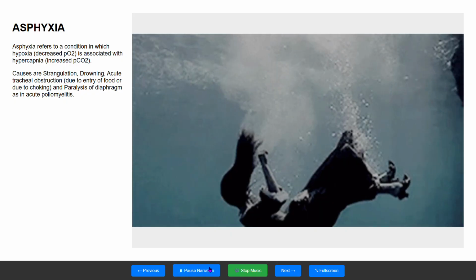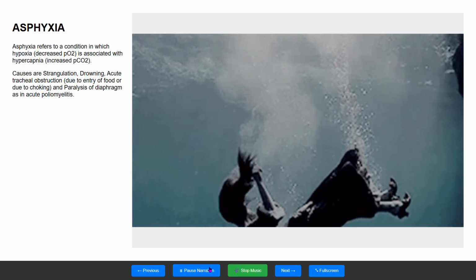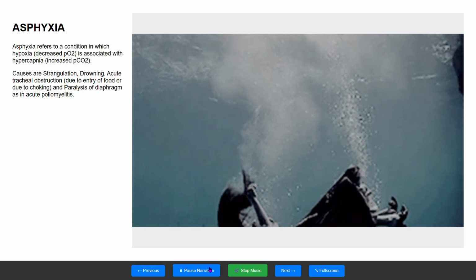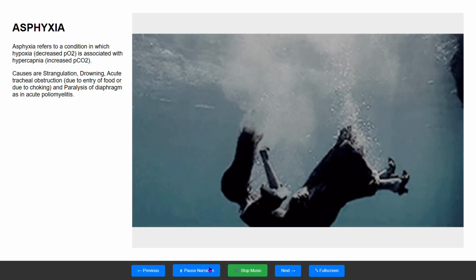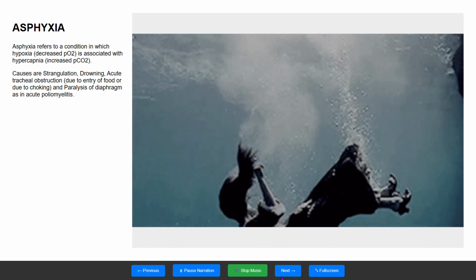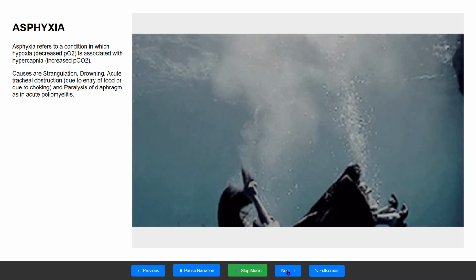Asphyxia refers to a condition in which hypoxia, decreased PO2, is associated with hypercapnia, increased PCO2. Causes are strangulation, drowning, acute tracheal obstruction due to entry of food or due to choking, and paralysis of the diaphragm as in acute poliomyelitis.